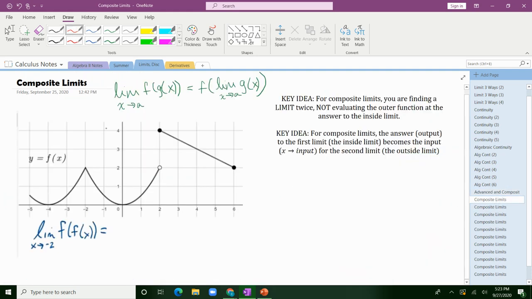So let's start off with this example here. I have what looks to be two parabolas and a line. I have a jump discontinuity at 2, and I want the limit of a composition, f of f of x. Now this graph is the function f, so it's not like you have f of g of x and there are two different graphs. You're looking at the same graph here.